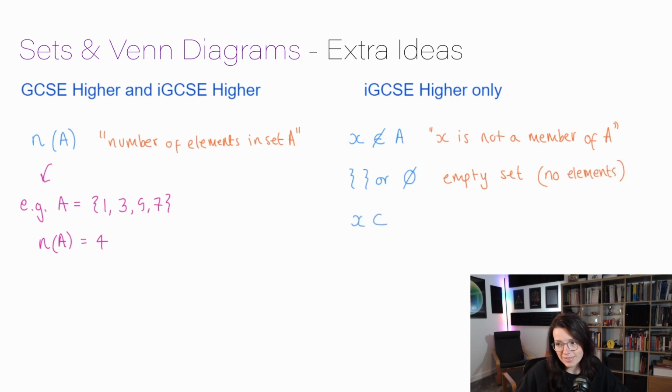If you've got this symbol, that means X is a subset of A. And if you've got the same symbol but with a line through it, that means X is not a subset of A. I'll show you an example of subsets.